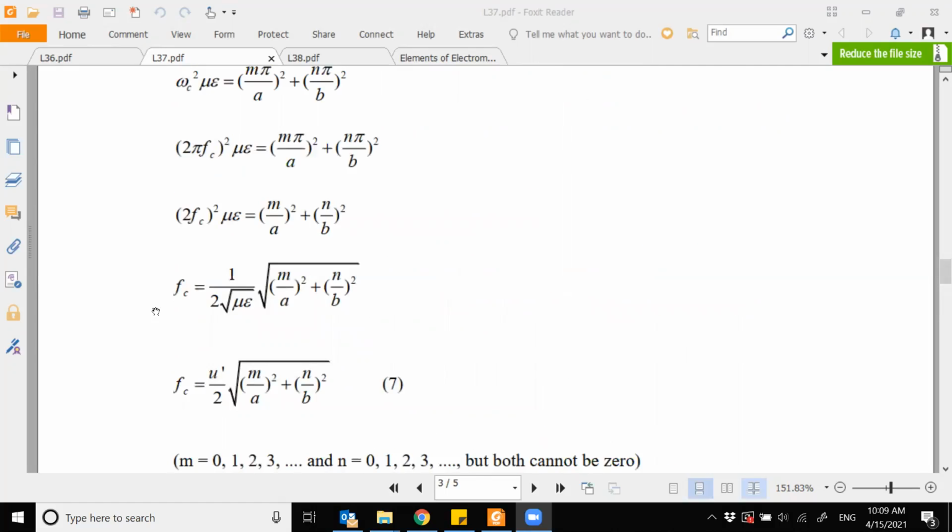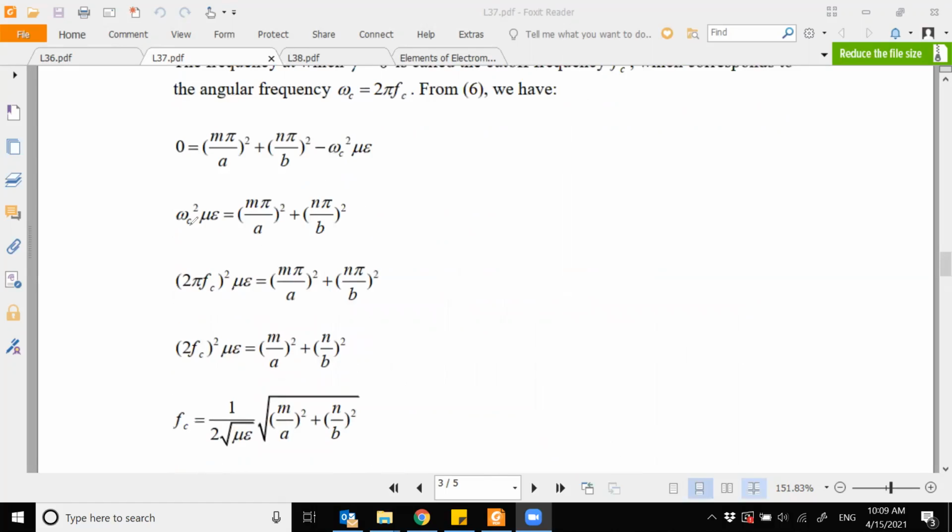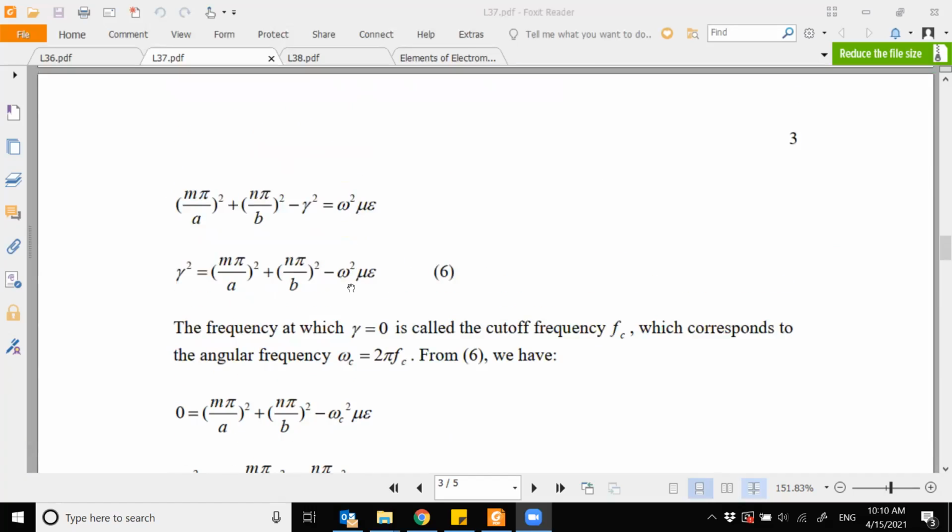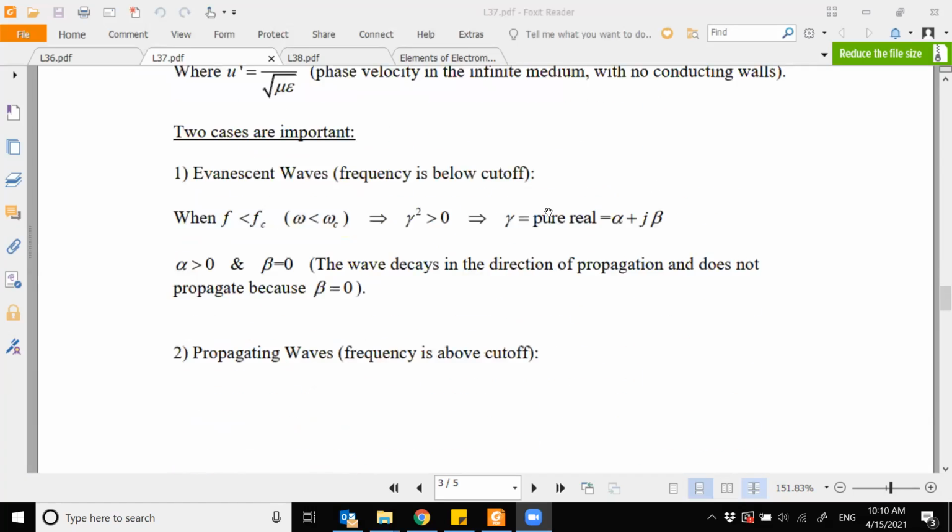How am I getting gamma square? See here, this is my omega c square. Can you see this? This is my omega c, the cutoff frequency, omega c square mu epsilon. Now I'm substituting this in my gamma value. So what will you get? Gamma square, so I'm substituting here. This is omega c square mu epsilon. So my gamma square is omega c square mu epsilon minus omega square mu epsilon.